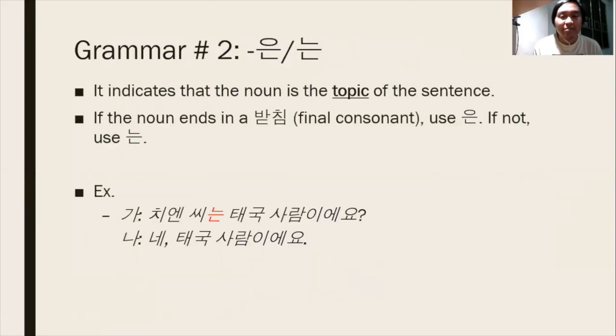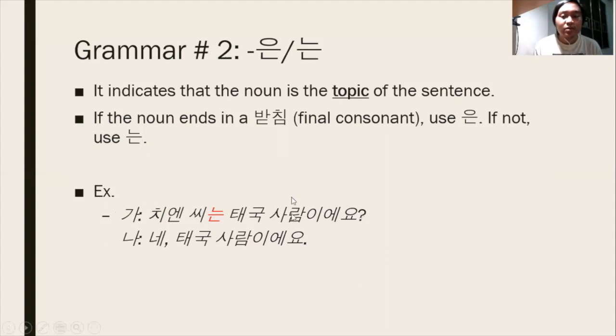For the second grammar point, it's 은, 는. It indicates that the noun is the topic of the sentence, or in short, it's a topic particle. If the noun ends in a 받침 or a final consonant, use 은. If not, use 는. So let's look at the sample sentence below.